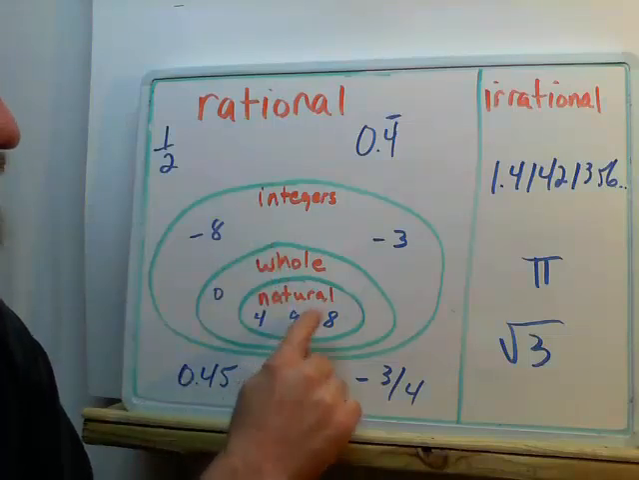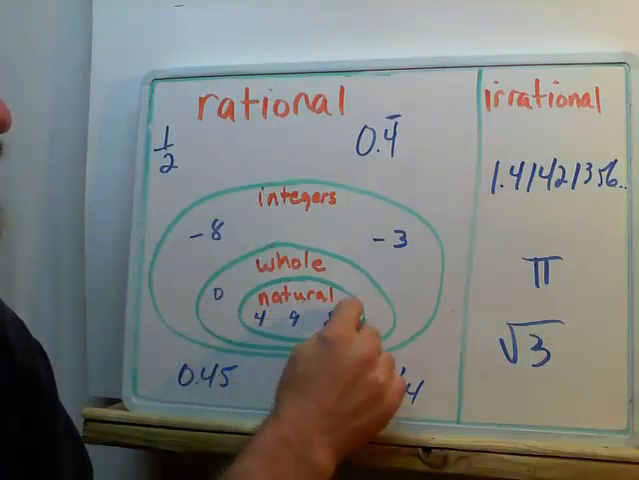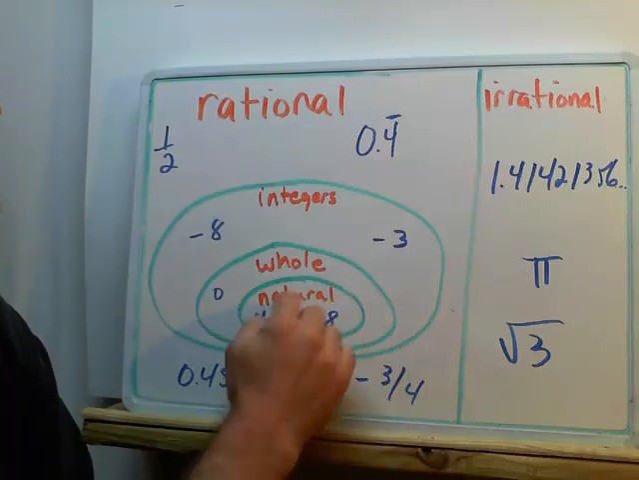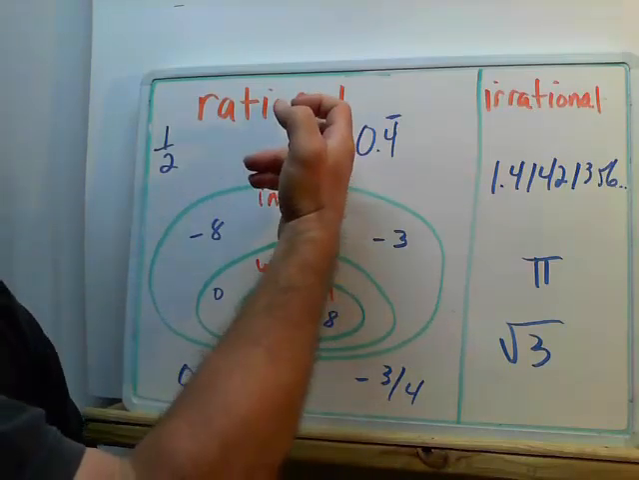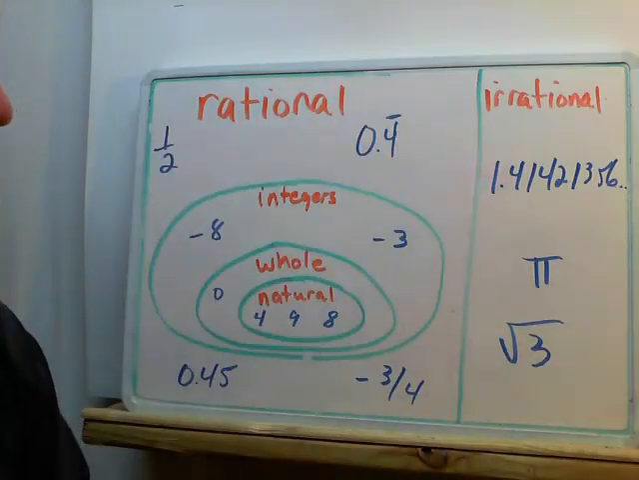If you picked like 10, 15, 20, any of those numbers, they have to go in this circle here because they are both whole numbers and natural numbers. And of course, they're also integers, and of course, they're also rational. That's the idea of a Venn diagram. Make sure you understand that.